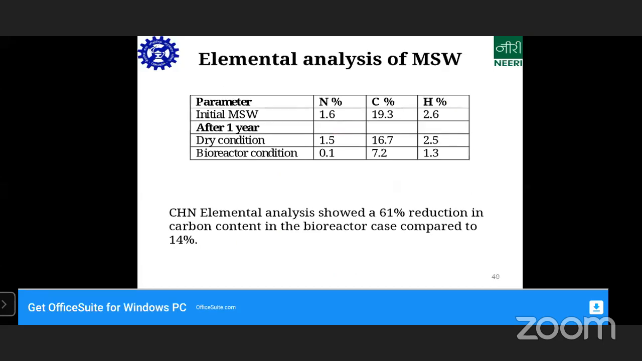So here I've just put the elemental analysis, that is ultimate analysis. You can see the percentage of nitrogen, carbon, hydrogen. You can see the percentage of carbon in the initial MSW, that is municipal solid waste. It's around 19%. After degradation and other processes, it gets reduced. Here I've performed an experiment in a dry condition and in a bioreactor condition. In dry condition, I don't supply any water. In bioreactor condition, I keep supplying water at regular intervals. You can see how the degradation takes place, and it is getting reduced. So the carbon reduction is the most important part in this.